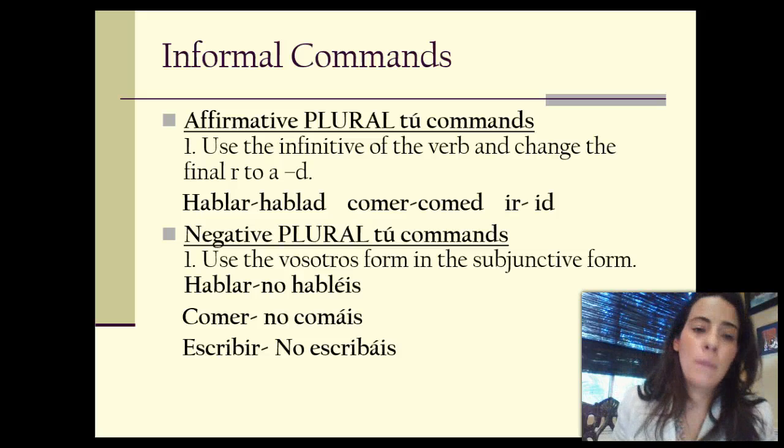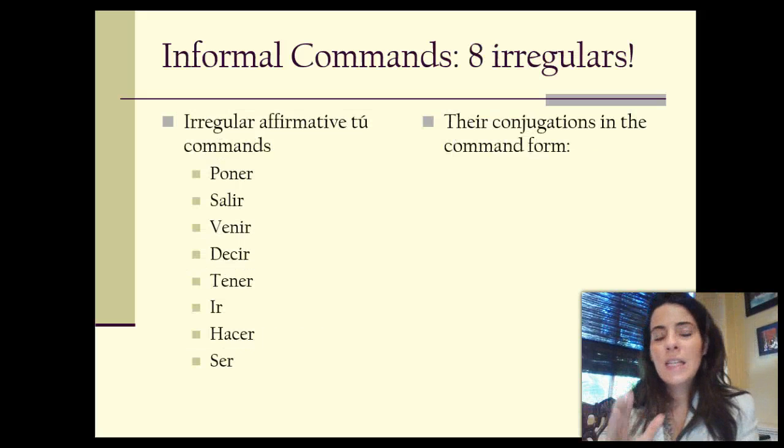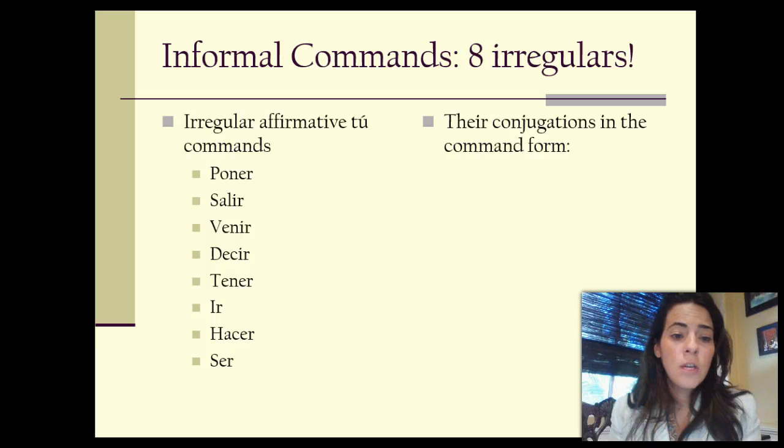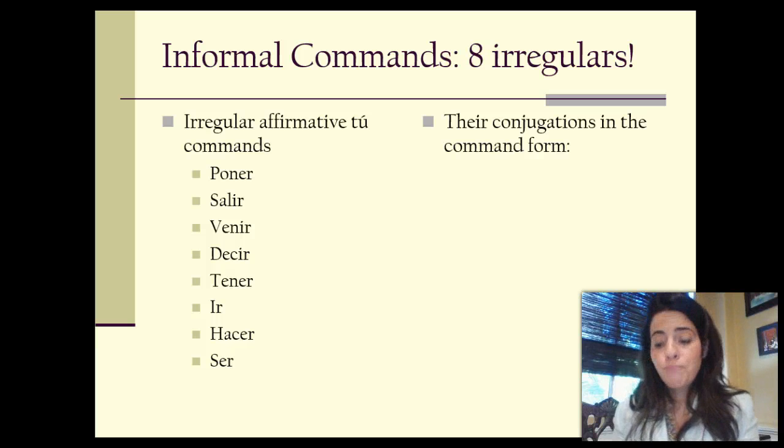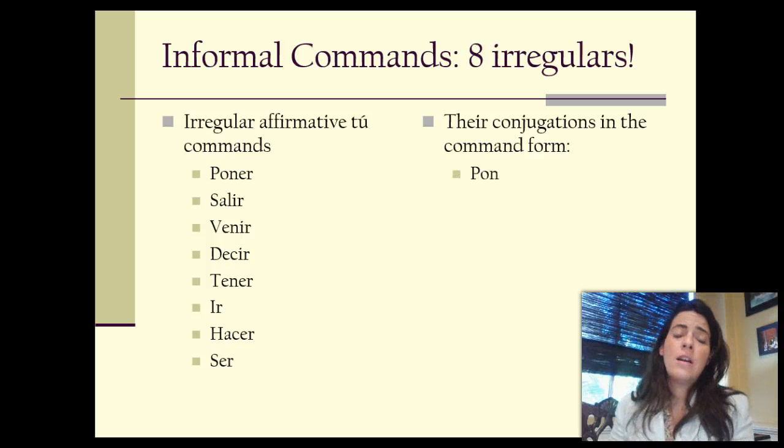Also, you have to remember the formal commands. That's a little bit challenging, but you will get to master these rules. Now let's see, there are irregular commands with verbs like poner, to put, salir, to go out, venir, to come, decir, to tell, tener, to have, ir, to go, hacer, to do, ser, verb to be, no? So there is regular. Let's see how to conjugate.